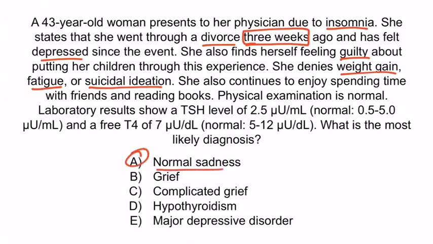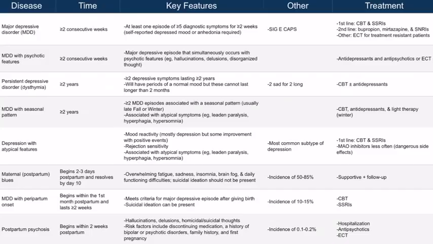B and C are incorrect because the question stem says nothing about the loss of a loved one. Remember, if we're dealing with grief or complicated grief, we're almost always talking about the loss of a loved one. D is incorrect because her TSH and free T4 levels are normal. Finally, E is incorrect because she only has 3 of the SIGI-CAP symptoms. Remember, 5 SIGI-CAP symptoms for 2 weeks is required to diagnose MDD. So E is incorrect.